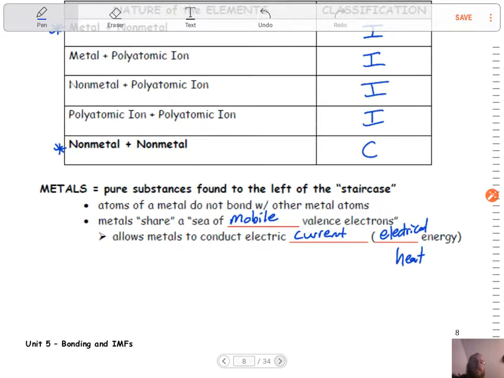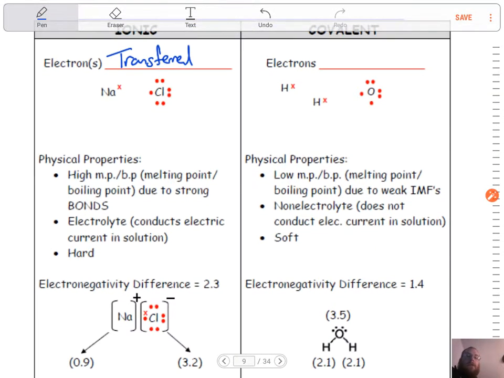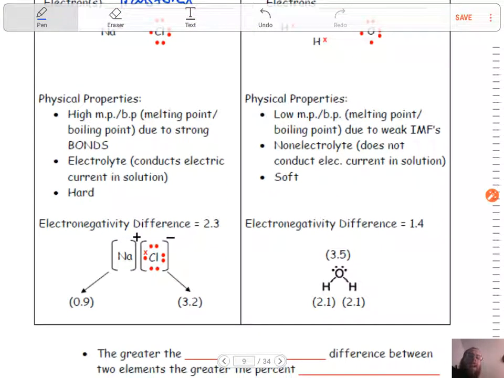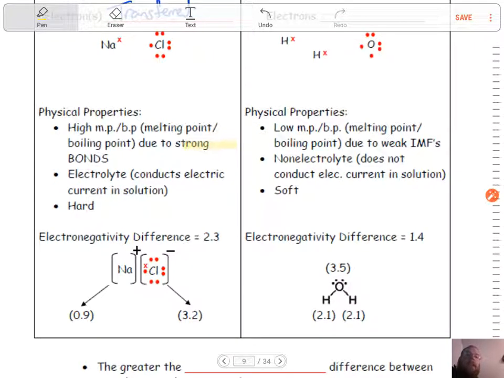Okay, so let's dig deeper into the two that we're really going to talk about, and we need to make sure that we know ionic and covalent, and then in the upcoming videos we'll be learning how to draw those. So remember, I can't stress it enough, electrons are transferred in ionic bonds, and that's what we'll go through here first. So some physical properties. They've got high melting and boiling points because they are strong bonds. So keep that in mind as well, that ionic bonds are very, very strong.